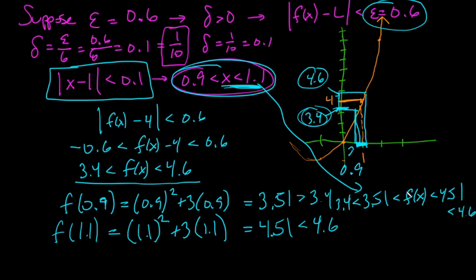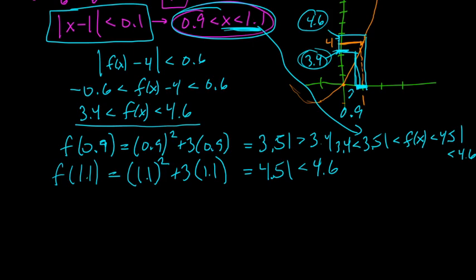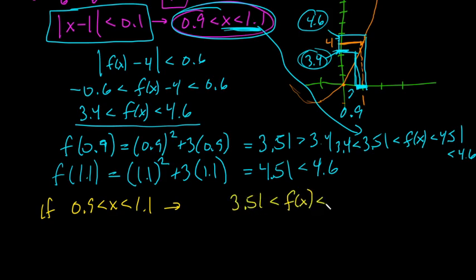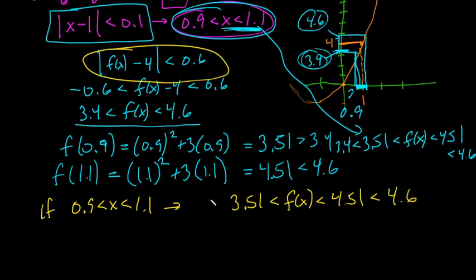Here, let me rewrite that because that's a little sloppy. So if x is between 0.9 and 1.1, then by the calculation we just showed, f of x will be between 3.51 and 4.51. But all we needed, our given condition here, was for this to be between 3.4 and 4.6. And so it is. So that's it.